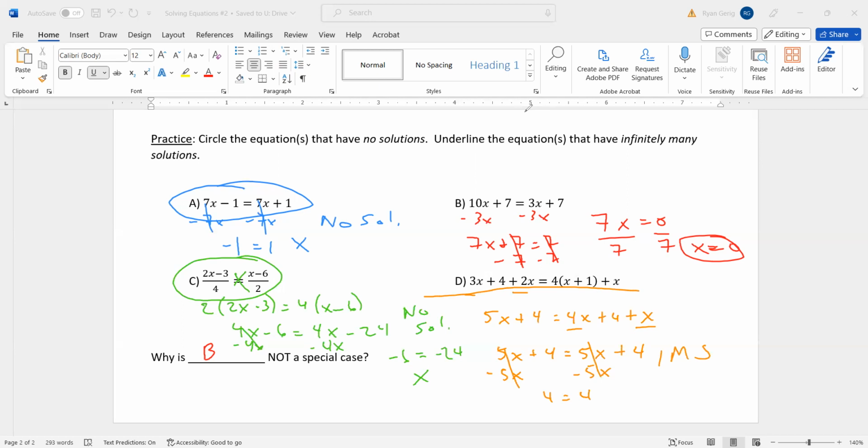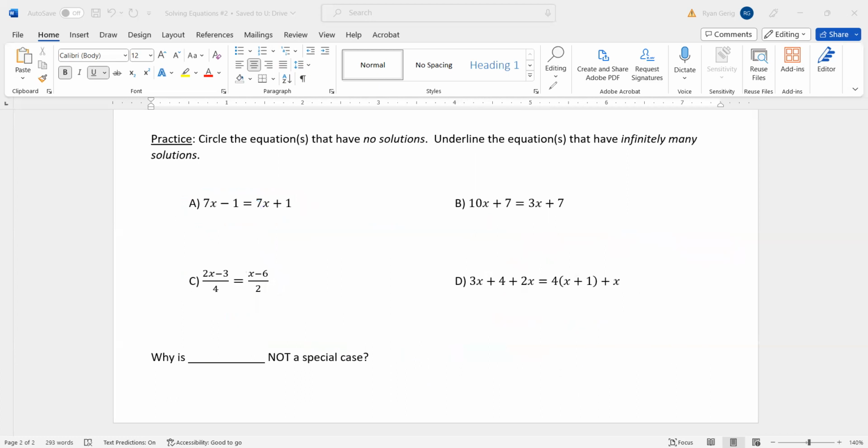And that is special cases. And that concludes lesson 2. In lesson 3, we are going to look at multiple variables and how to deal with that.